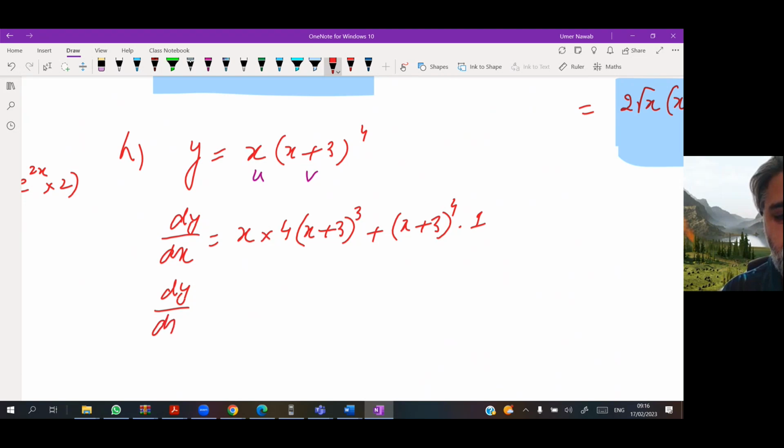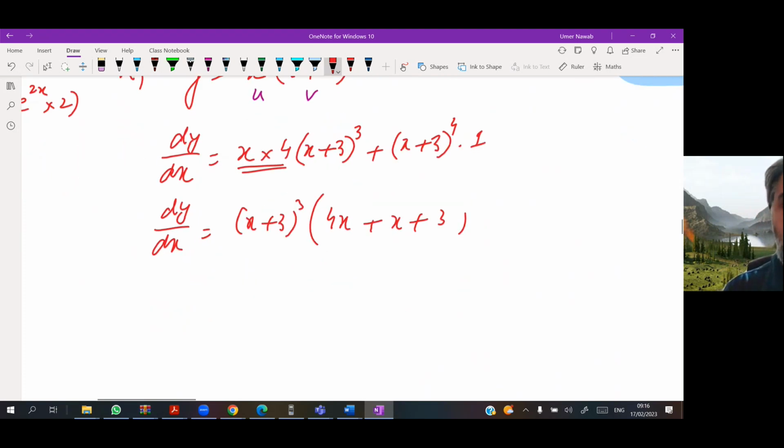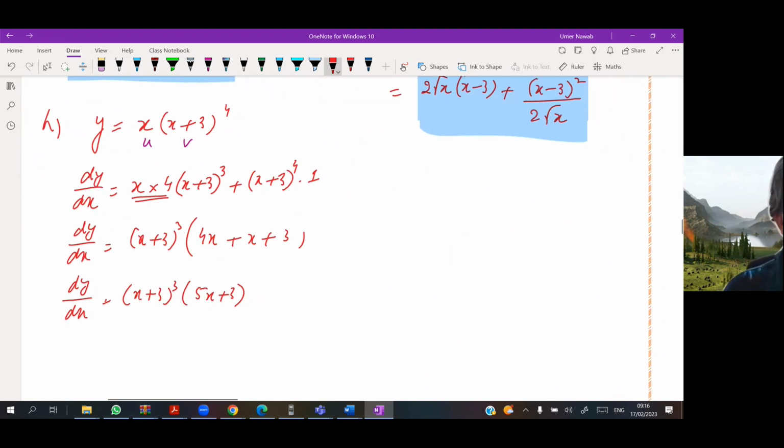Is there anything common in the two terms? I think (x plus 3) raised to 3 is common. So what is left to me here? 4x. And here x plus 3 is left. And then dy by dx is (x plus 3) raised to 3, and this 5x plus 3. That's the final answer for H.